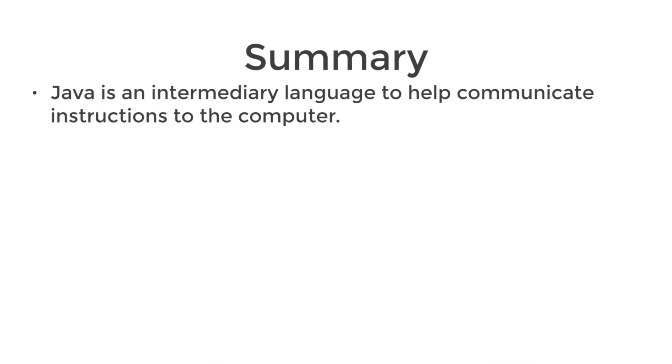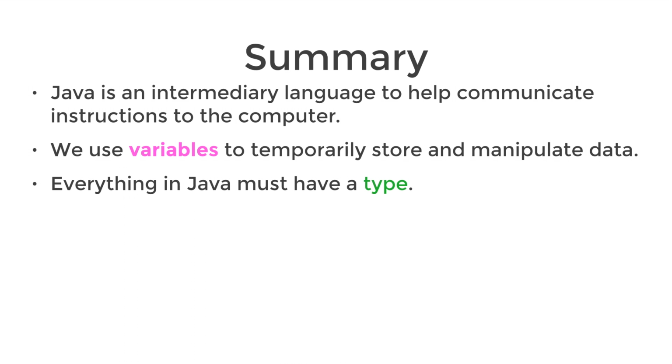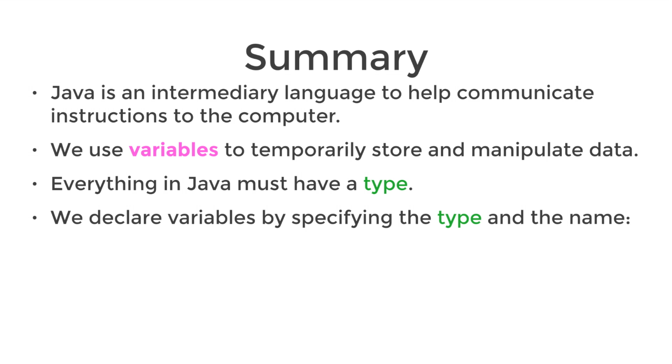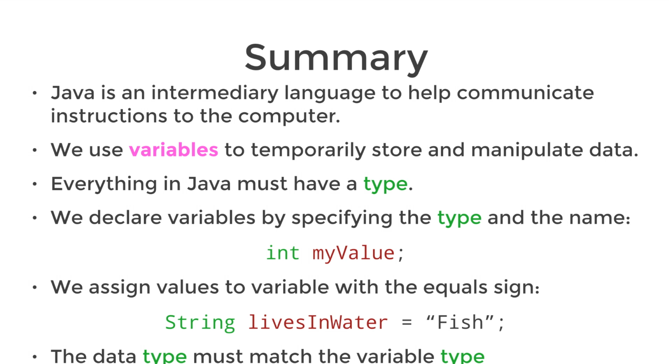So to recap, Java is an intermediary language used to help us communicate instructions to the computer. We use variables to store and manipulate data, but everything in Java must have a type. We declare variables by specifying the type as well as the name. We assign values to variables with the equal sign. Lastly, the type of data must match the type of the variable.